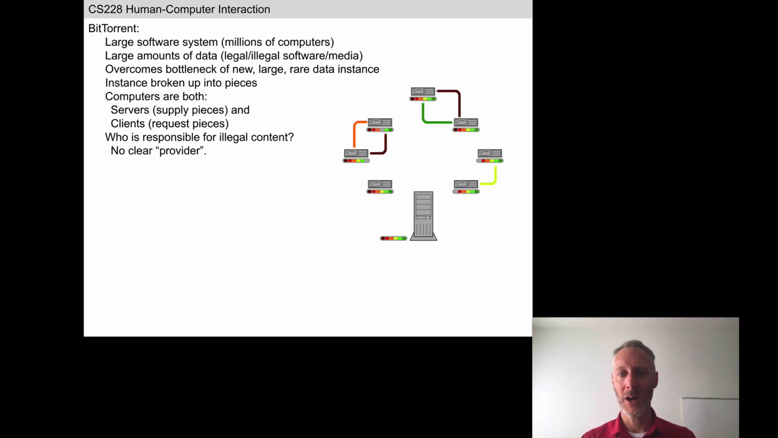What is the cultural context here that influenced these design decisions in the BitTorrent technology? Think about it from the point of view of the people that are trying to obtain and share illicitly obtained movies. Why is it advantageous to blur the distinction between server and client?